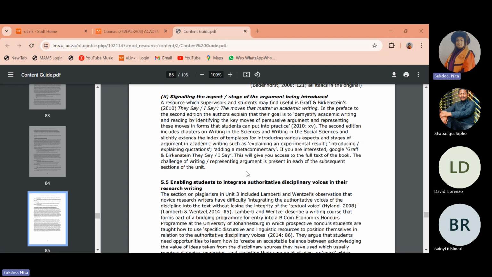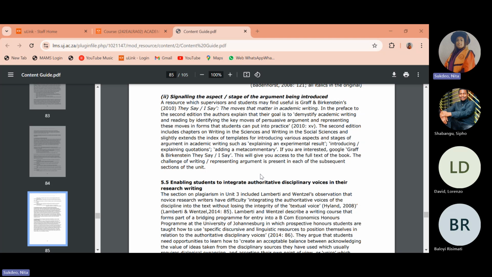Signaling the aspect or stage of the argument being introduced. A resource which supervisors and students may find useful: They Say, I Say, the moves that matter in academic writing.